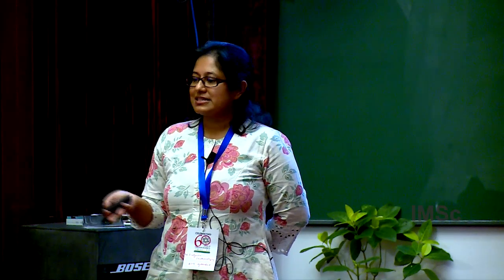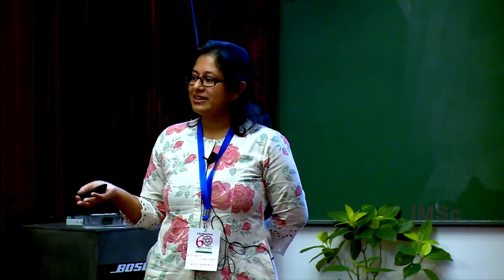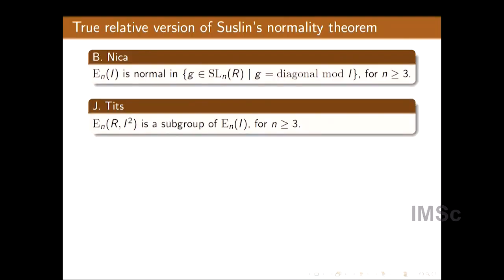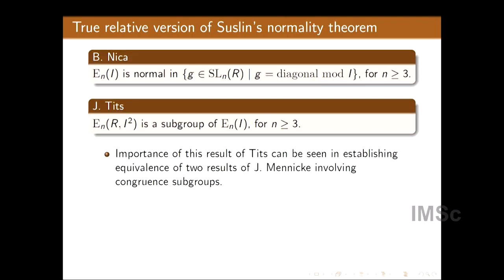When I was reading this result, although I am interested in the normality theorem, I found this result of Tits interesting, and it was interesting to study whether it can be extended to other groups as well. One important application of this result concerns 2 results of Mennicke. One was proved in 1965, which showed that over the ring of integers, the principal congruence subgroup is equal to the relative elementary linear group.